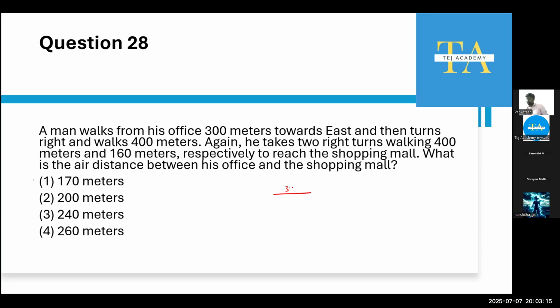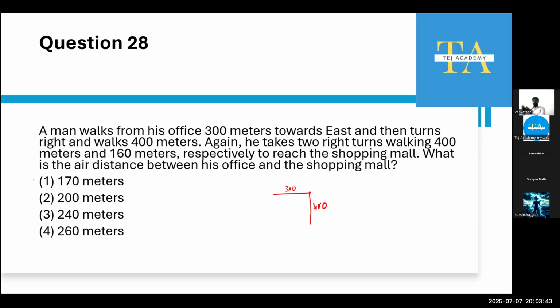So 300 meters towards the east. Then after that he turned to the right. Turn to the right means in the direction of the south. So this is the 400 meters. He turned to the right in the 400 meters. After that, again he turned to walk 400 meters and 160 meters.